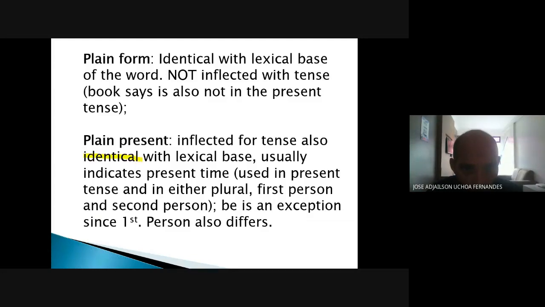Because both of them are identical with the lexical base. What is the lexical base of study? To study. When I say lexical base, I mean the name of the verb. So usually the plain present indicates present time, used in present tense and in either plural, first person, and second person.